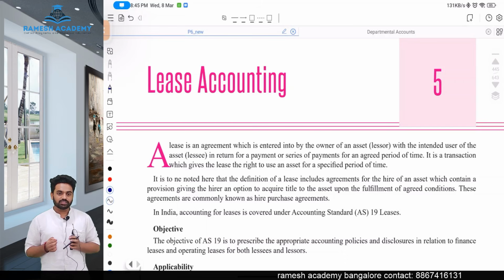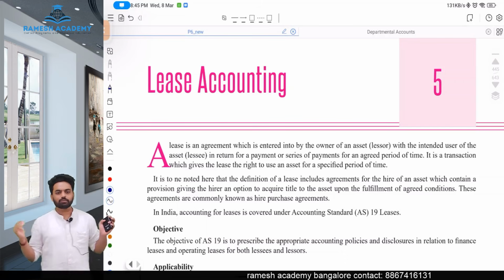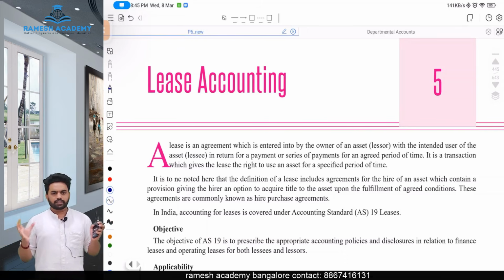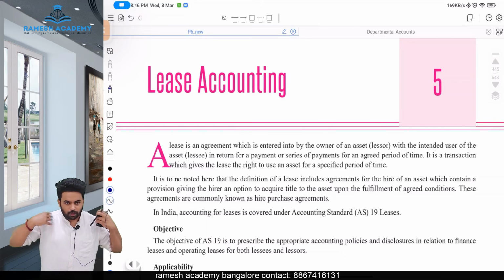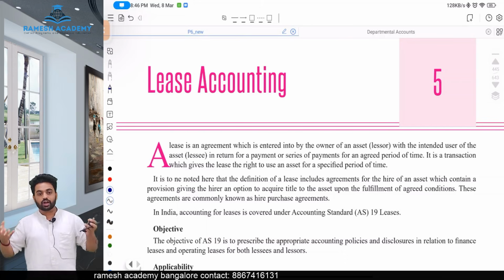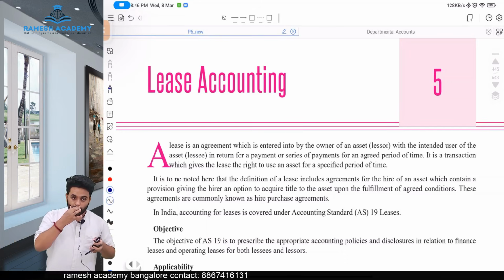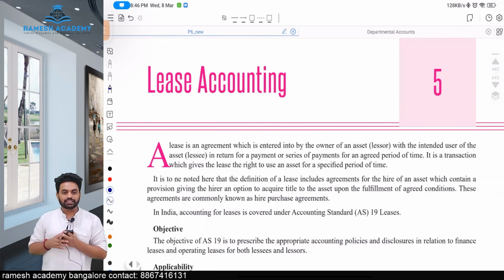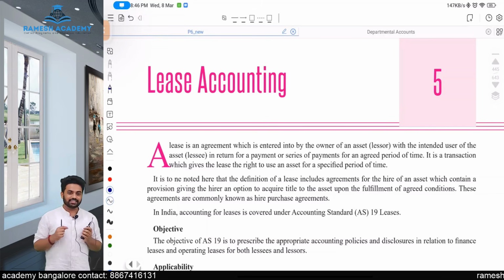First the question comes before the accounting portion: what do we mean by lease? We have heard that word everywhere. People say I have given my property on lease, I have given my house on lease, or I am staying on lease, or we might see a board saying the house is available for lease. What exactly is a lease?